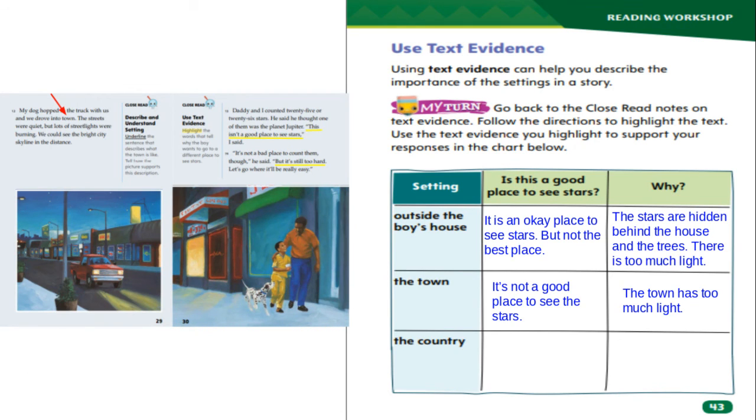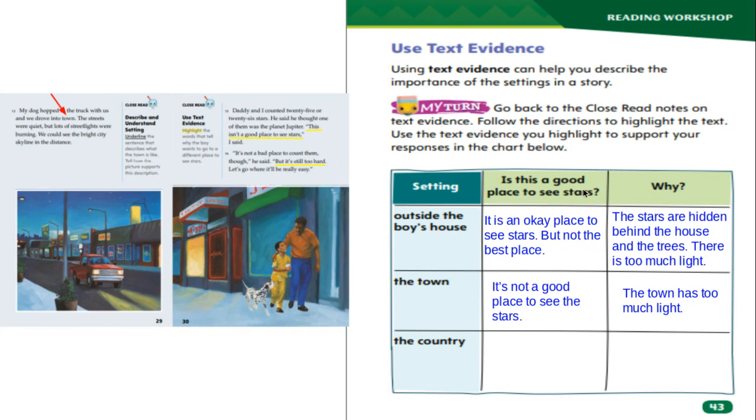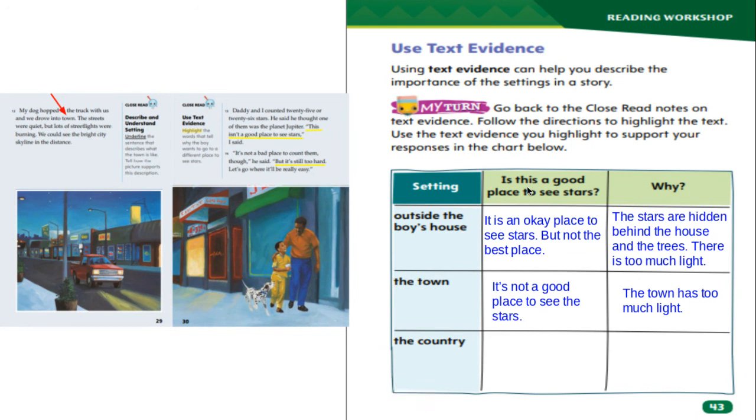So now I've shown you how to find text evidence and we've done it together. Now you complete the rest of the graphic organizer. Go back into the text for the setting, the country, and determine, is this a good place to see stars? And whatever answer you have, you write in that section. Go back into the text and tell why.